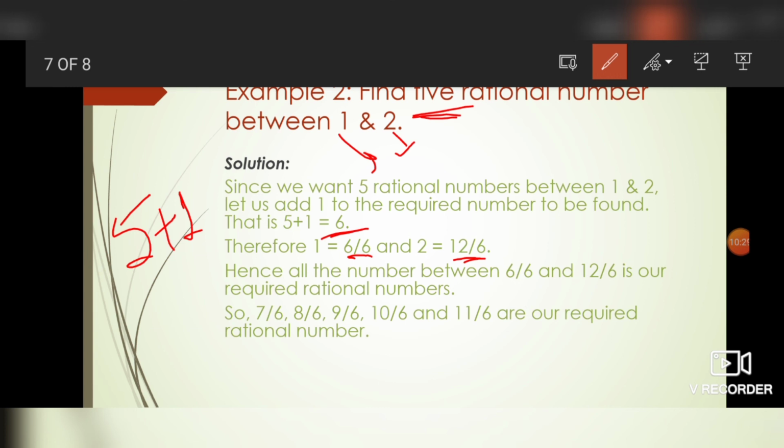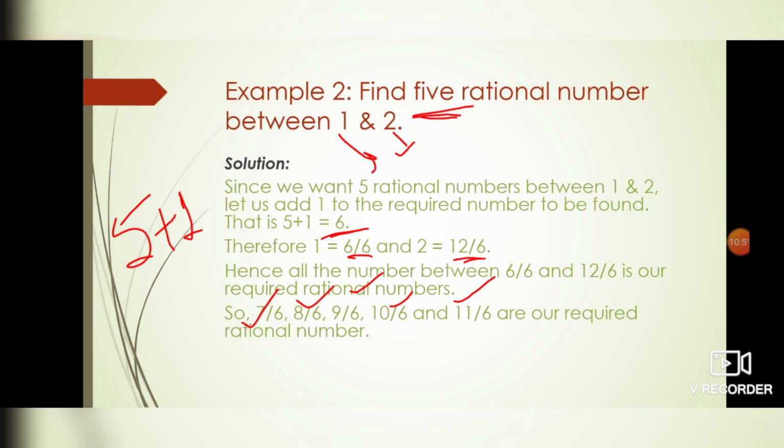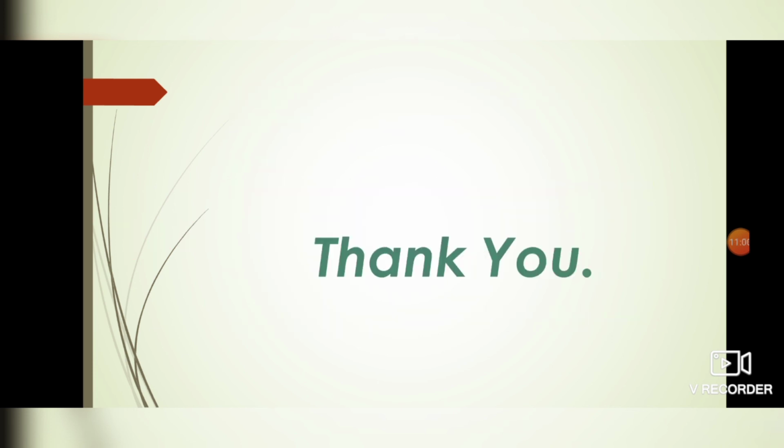So all the numbers between 6 by 6 and 12 by 6 are our rational numbers. That means 7 by 6, 8 by 6, 9 by 6, 10 by 6 and 11 by 6 are the 5 such numbers which lie between 1 and 2, and they are rational numbers because they can be expressed in p by q form. So this is the easiest way that we can find any number of rational numbers between two consecutive numbers.